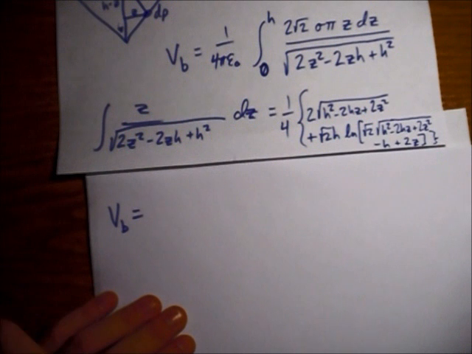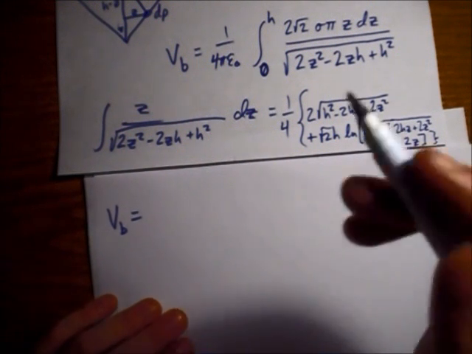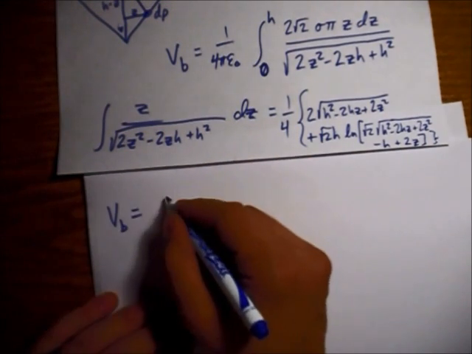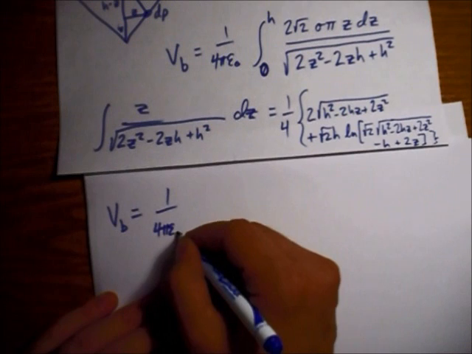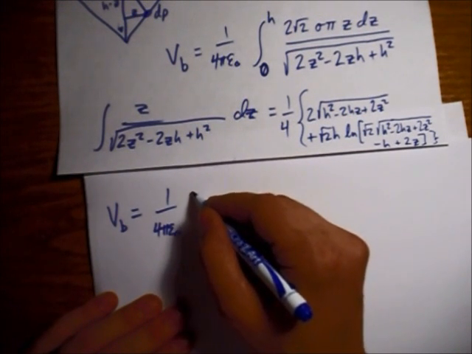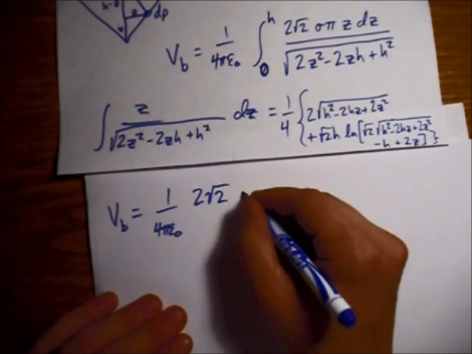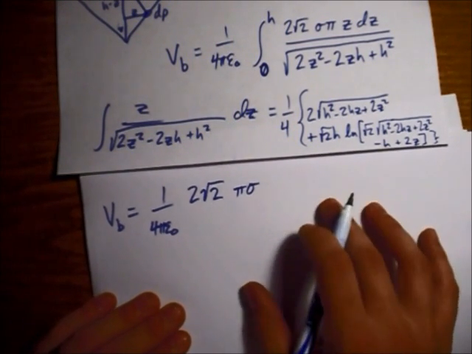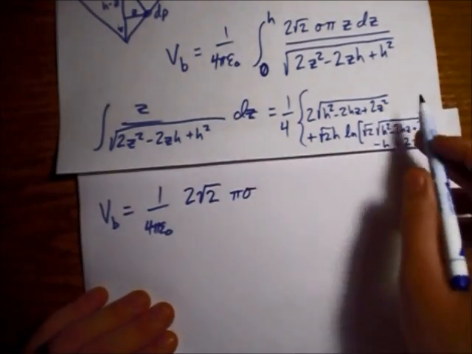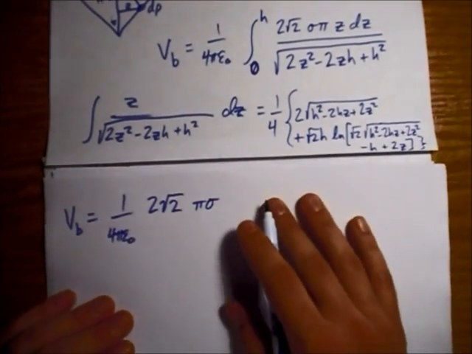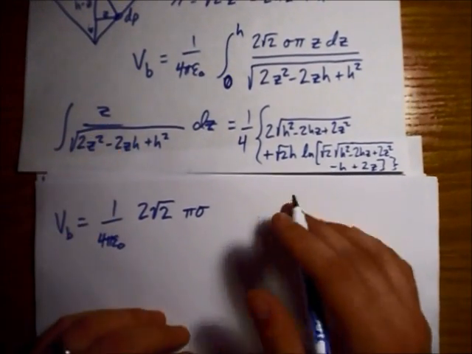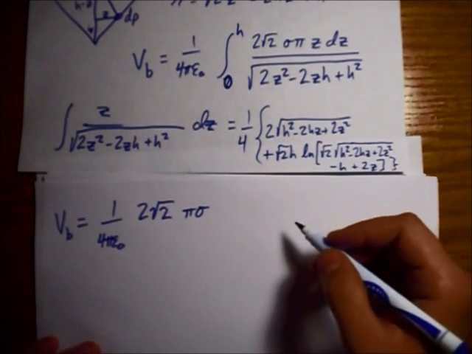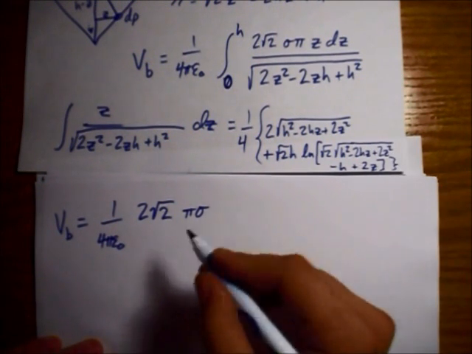All right, I'll write it out again really quick. We have a 1 over 4 pi epsilon naught. Now we have all of our pieces in here. 2 square root of 2, we have a pi, we have a sigma. Okay, and then we have this thing. Let's go ahead and evaluate this at our limits of integration, which are h and 0.